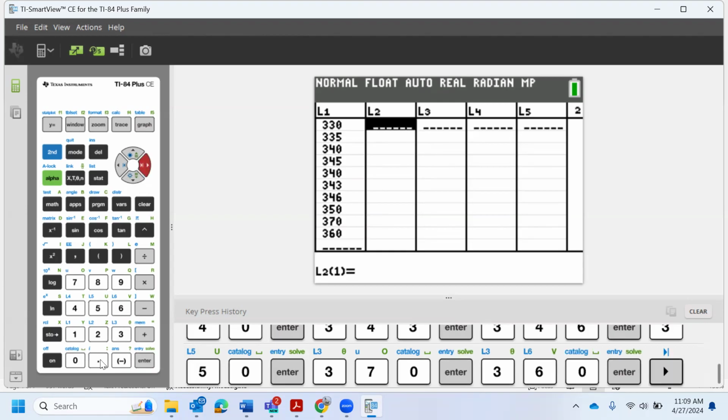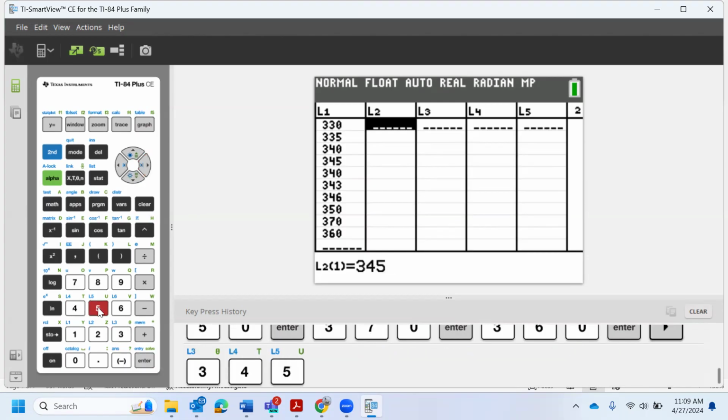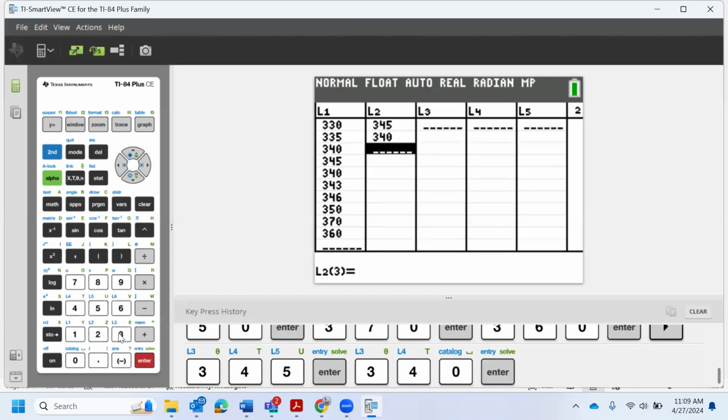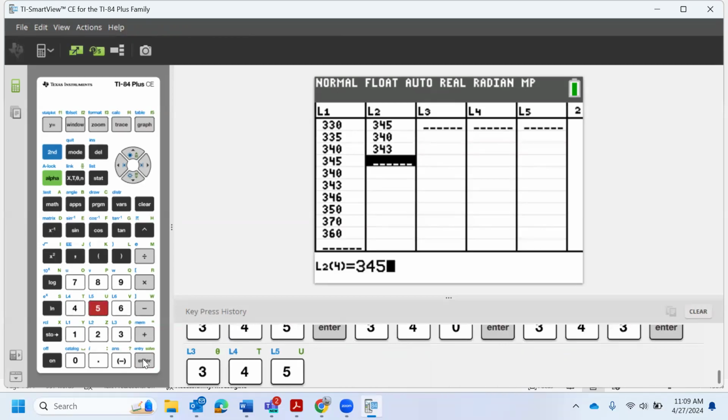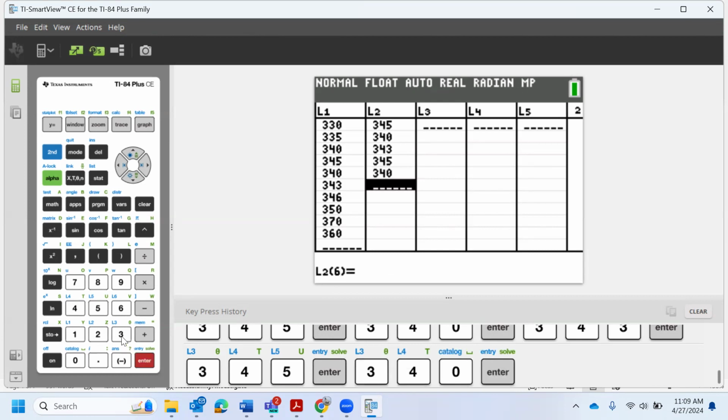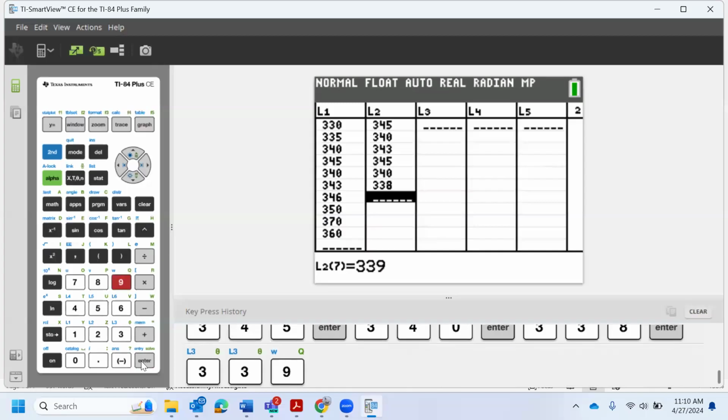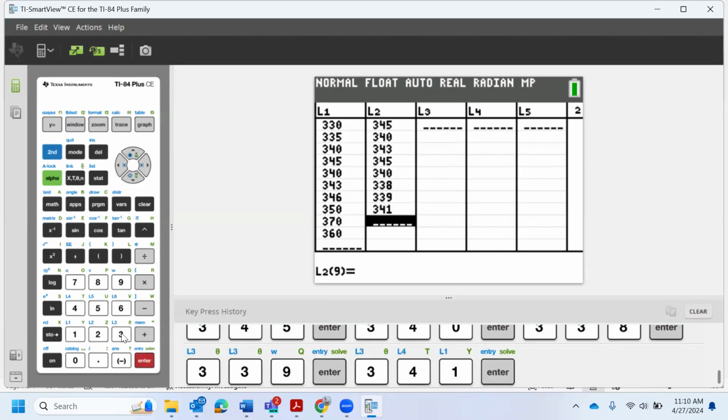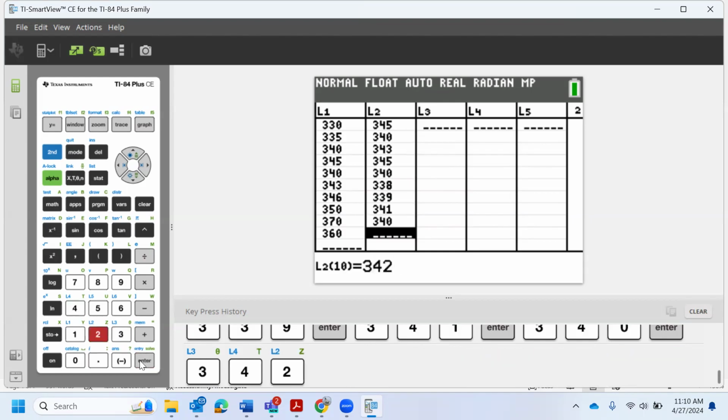Then go for runner 2. We're just going to put it together in one shot. 345, 340, 343, 345, 340, 338, 339, 341, 340, and 342.